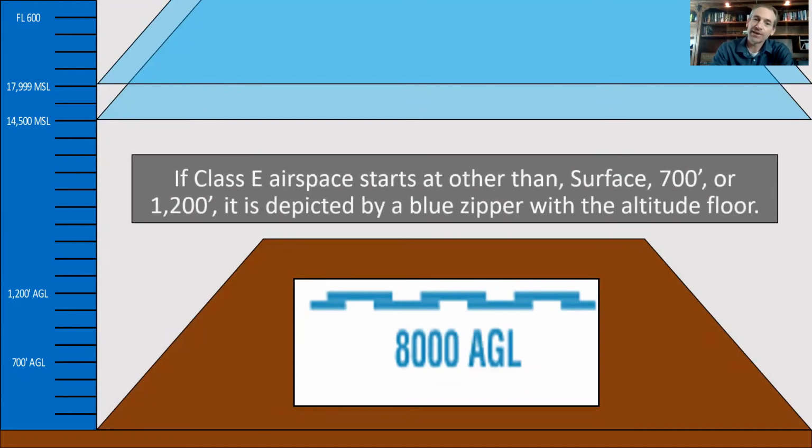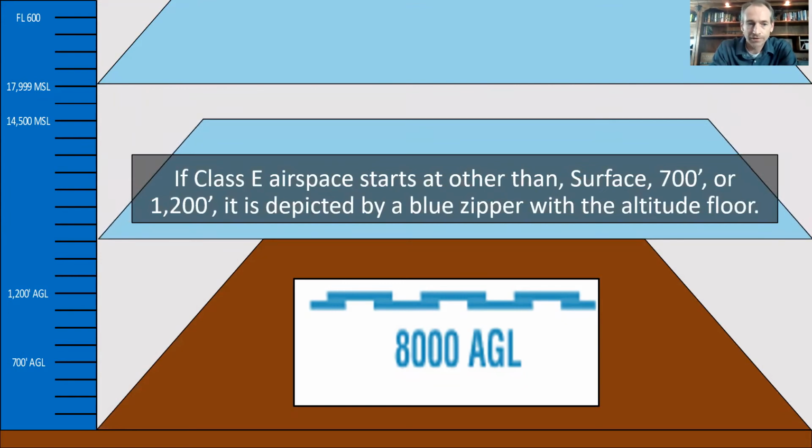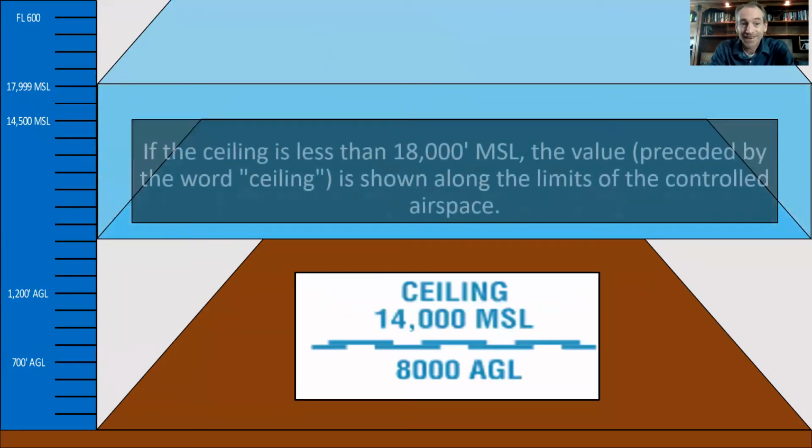Now, if your Class E airspace starts at other than the surface, 700 feet or 1,200 feet, it's depicted by a blue zipper with the altitude floor. So here it says 800 feet AGL. That's telling you the floor of the Class E airspace is set at 800. If the ceiling is less than 18,000 MSL, the value is preceded by the word ceiling. So here it says ceiling 14,000 MSL.